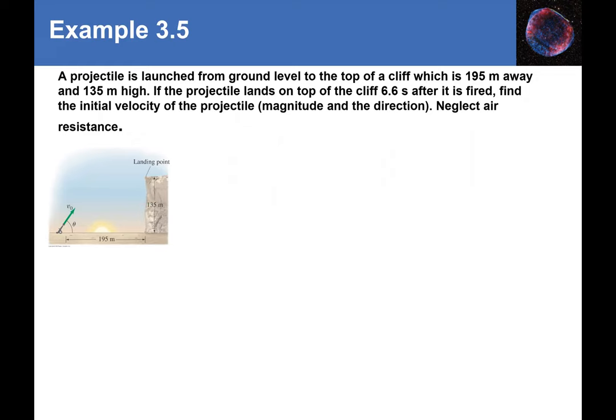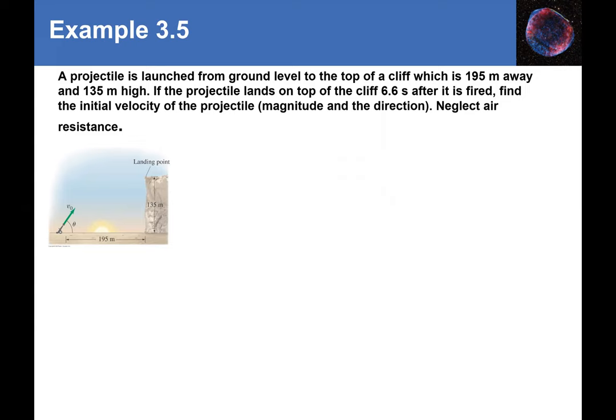A projectile is launched from ground level at the top of a cliff, which is 195 meters away and 135 meters high. If the projectile lands on top of the cliff 6.6 seconds after it is fired, find the initial velocity of the projectile, including the magnitude and direction, and neglect air resistance.